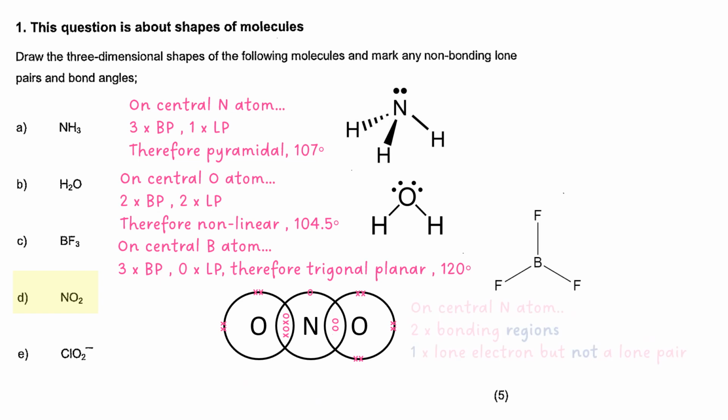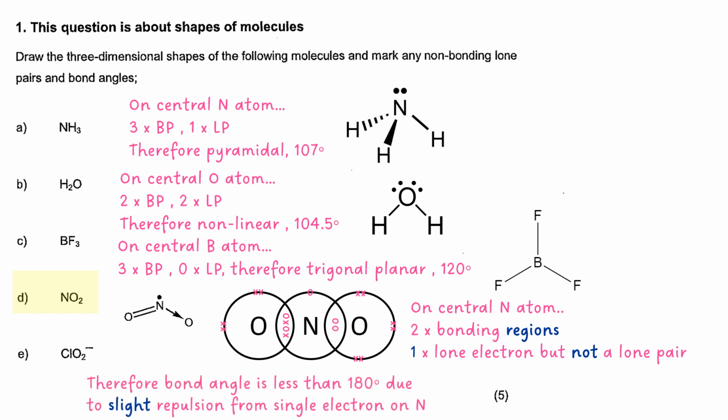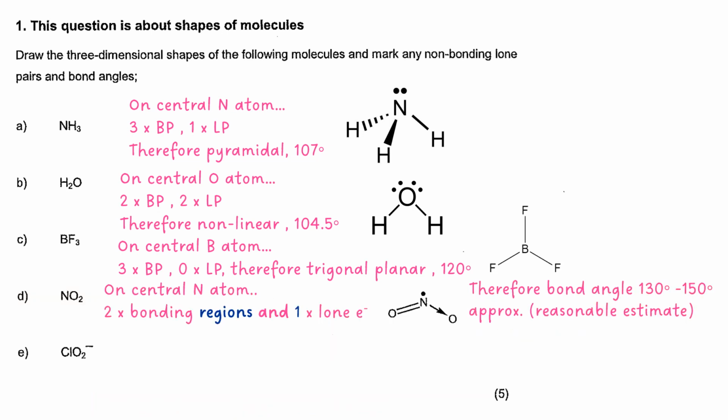So how do you draw this? Well, it's a little bit like a linear molecule, except there's a little bit of repulsion, so it's a bit less than 180. Not massively less, but a reasonable guess might take you somewhere like 130 to 150 degrees.